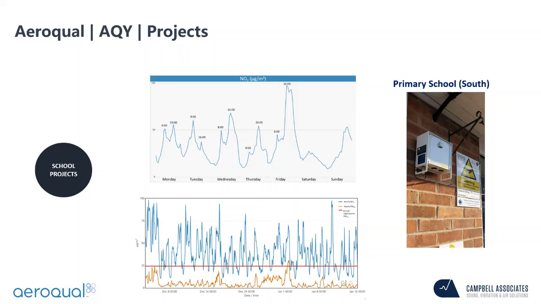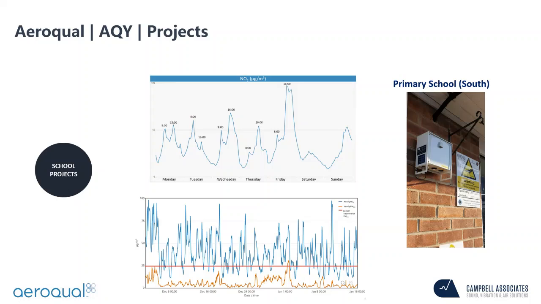But when they deployed the AQY, they could evaluate what was happening on a daily basis. Here we can see a chart over a period of a week. During the weekdays, we have 2 peaks every day, at about 8 in the morning and 3 in the afternoon. These are the periods when the children are either arriving at or leaving the school, and the periods when the traffic queues outside the school. So here, the local authority could identify that the children were exposed to high levels of NO2.